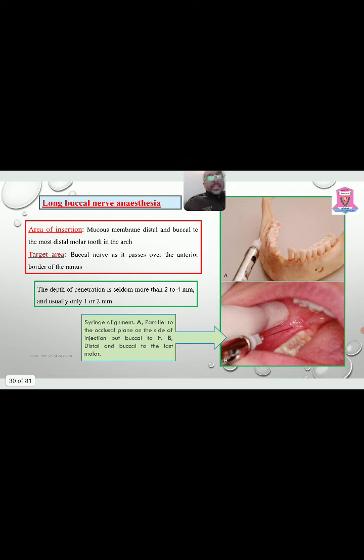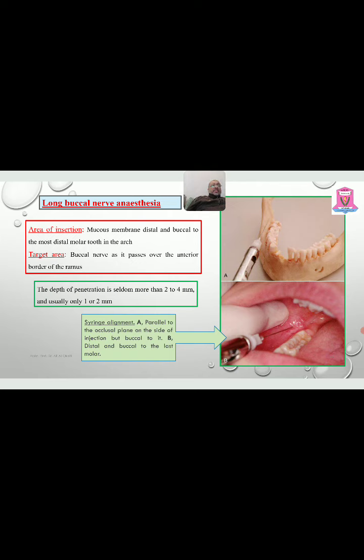هذا كان شرح لكيفية إعطاء inferior alveolar nerve block. الآن أريد أعطي long buccal nerve anesthesia. The area of insertion is the mucous membrane distal and buccal to the most distal molar tooth in the arch. The target area هي الbuccal nerve as it passes over the anterior border of ramus of mandible. The depth of penetration حدود 2 إلى 4 ملم وكلش كافية 2 ملم depth.